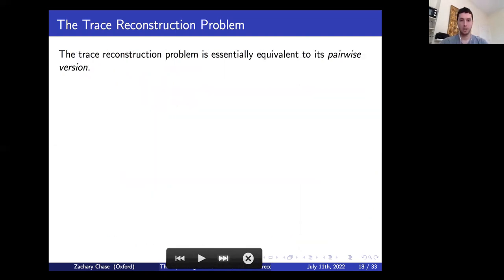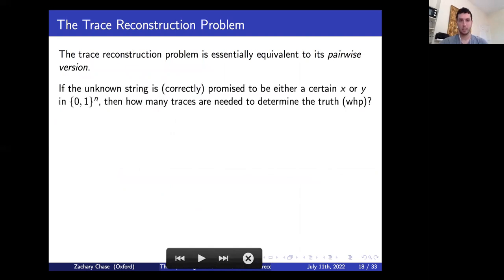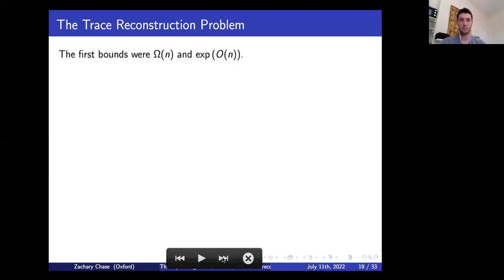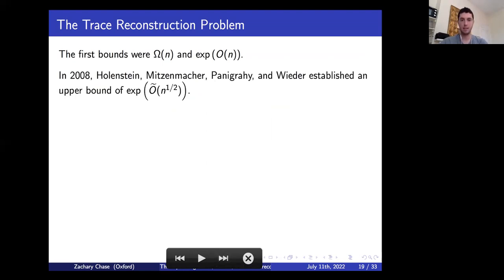The trace reconstruction problem is essentially equivalent to this pairwise version. If we're promised that the true string is either x or y, and we receive a bunch of traces from either x or y, we want to determine if the traces came from x or from y. And we want to answer as a function of n, for the worst case pair x and y.